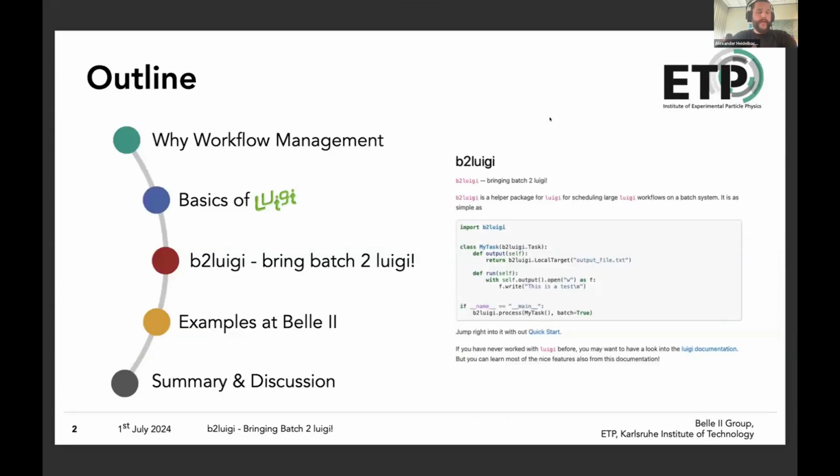Yes, so a short outline of the talk. First, I want to introduce why we use workflow management in high energy physics. I will define a workflow, how I see it for now. Then we talk about a few basics of Luigi, which are necessary to understand the further steps of introducing b2luigi, but of course also to understand the whole concept of how this package helps us to define the dependencies of our workflow. And in the end, I will show you a few examples of how b2luigi is implemented currently at Belle II.